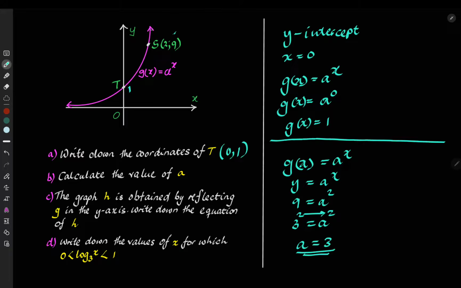So we are going to reflect this graph in the y-axis. So this is our mirror line. We're going to reflect it in the y-axis. Now write down the equation of g.